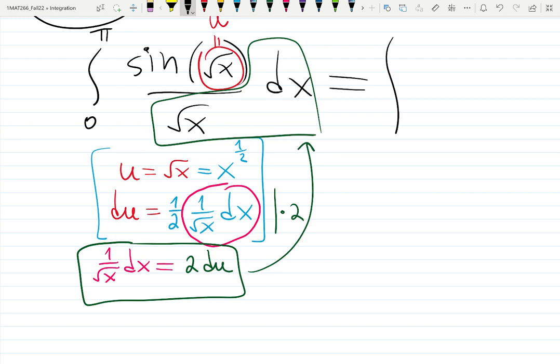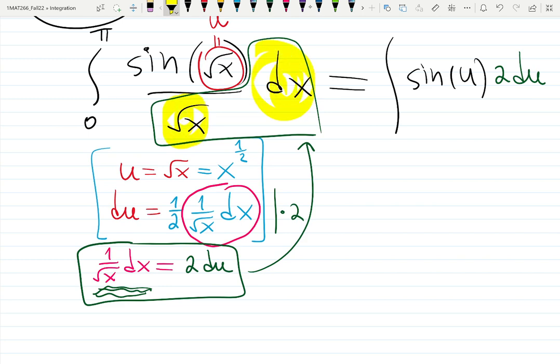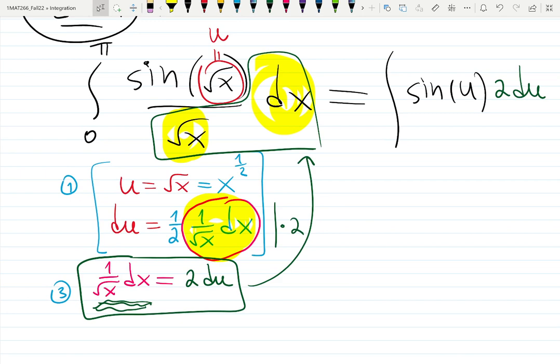So it's going to be integral sine of u, that was the whole point. And then 1 over square root of x dx, we solved for it. Here it is, here it is, here it is. So it's 2 du, which is exactly what I would do: divide by 2, multiply by 2. But this way, I think people get it best. Since you have dx over square root of x, just solve for dx over square root of x from line number 2, and then you use line number 1 and line number 3 for the integral. Does that make sense? Maybe it makes more sense than before. So I thought I should say that.